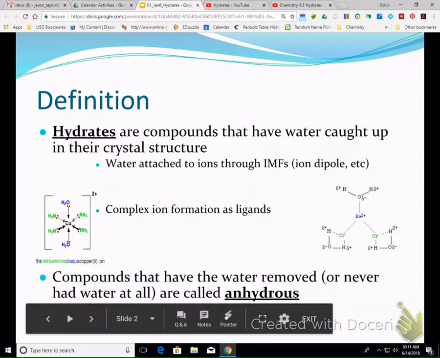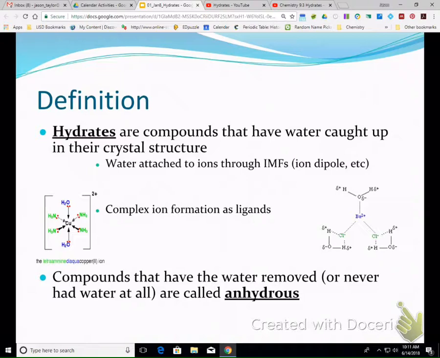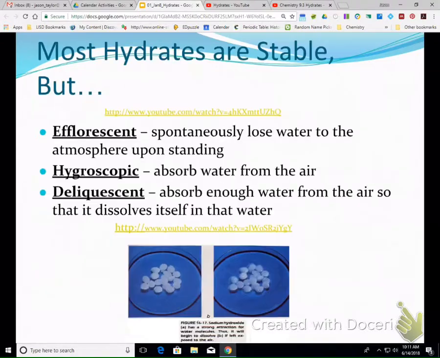The opposite of a hydrate is called an anhydrate. So the last bullet there, compounds that have all the water removed are called anhydrous. Okay, so you will see those two words from time to time when you're reading problems. If you ever see anhydrated or anhydrous, that means it's just the plain ionic compound. You've already learned how to name anhydrous stuff. That's what we did in ionic bonding.